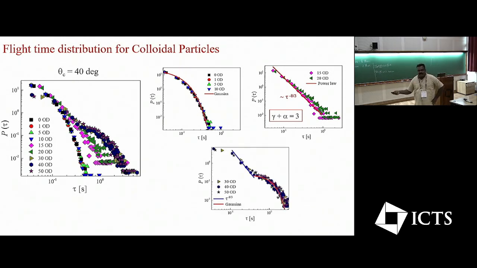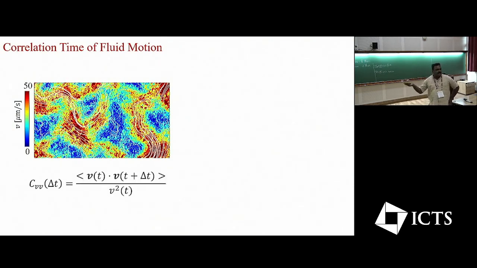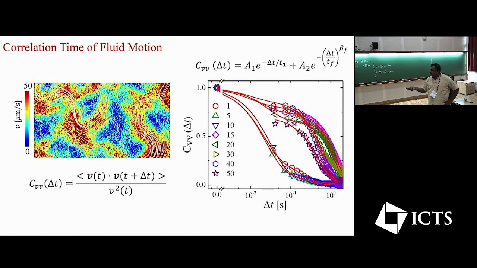But what we are seeing beyond that is that at very high concentration, there is a transition from this kind of Levy walk to Gaussian type of dynamics. And we asked, how do we understand these transitions? Since I now get the velocity field, I can get the velocity correlation and look at how it evolves temporally. I can look at the correlation functions, and the longest time essentially speaks about the fluid correlation time.